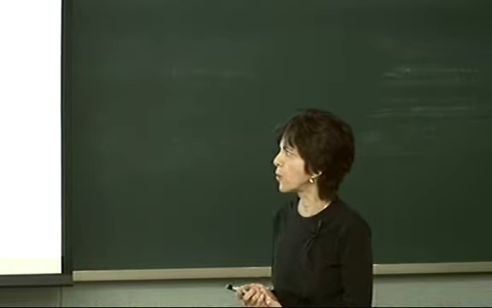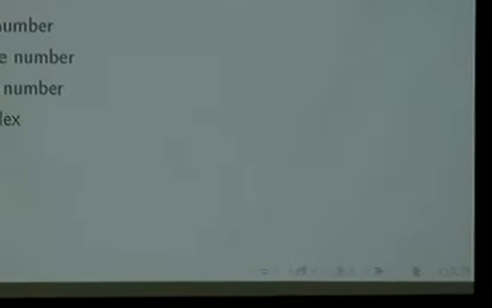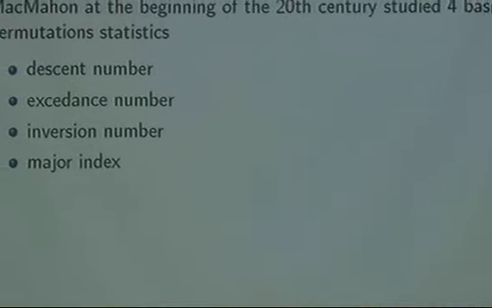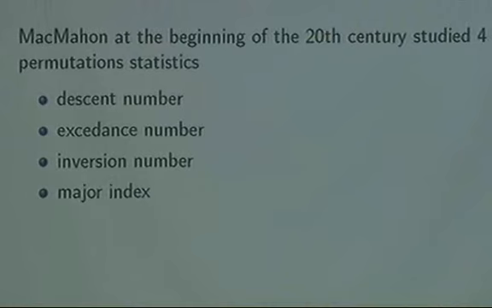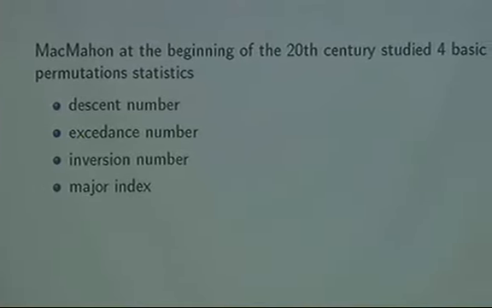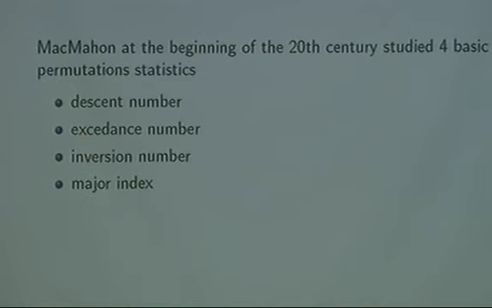Okay. I'm sure everyone knows that there are four basic permutation statistics that McMahon introduced at the beginning of the 20th century: the descent number, exceedance number, inversion number, and major index. The first two are known as Eulerian permutation statistics, and the second two Mahonian permutation statistics.